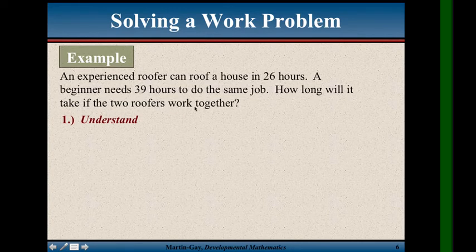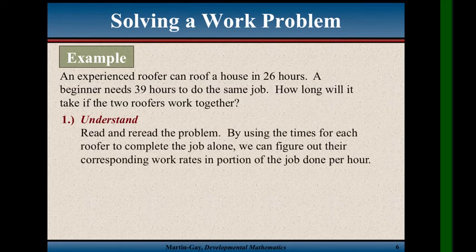Okay, so we're looking for the hours when the two roofers, o yung gumagawa no ng roof, work together. Kasi daw yung experienced, yung magaling na gumawa ng roof, kaya niyang matapos yung roof ng bahay ng 26 hours. Pero yung beginner, 39 hours. So kung magsasama silang dalawa, gaano katagal bago nila matapos yung roof ng bahay. So understand, read and reread the problem.